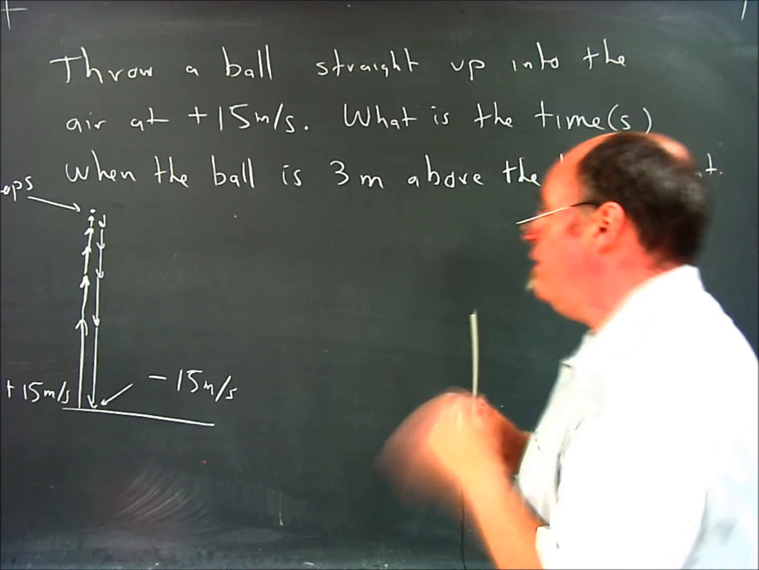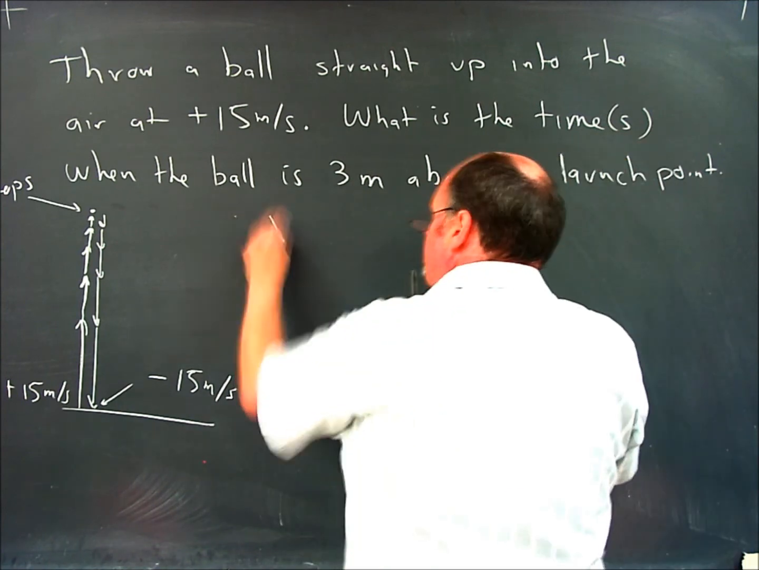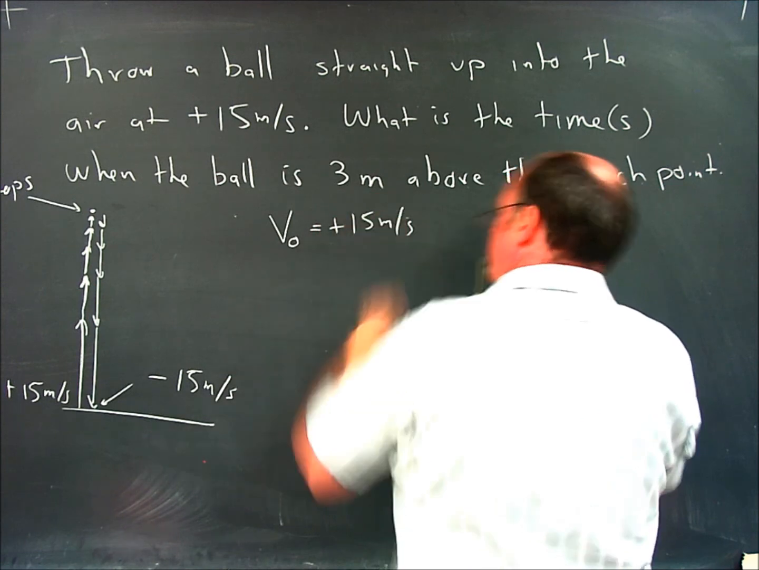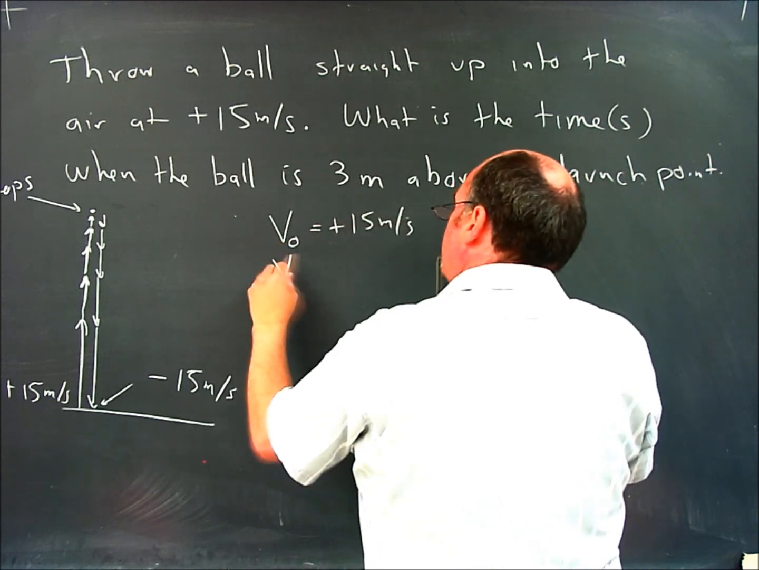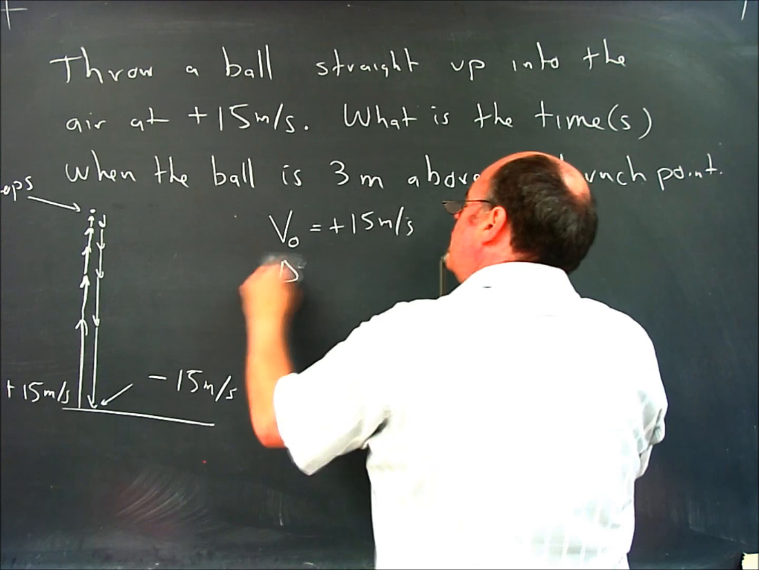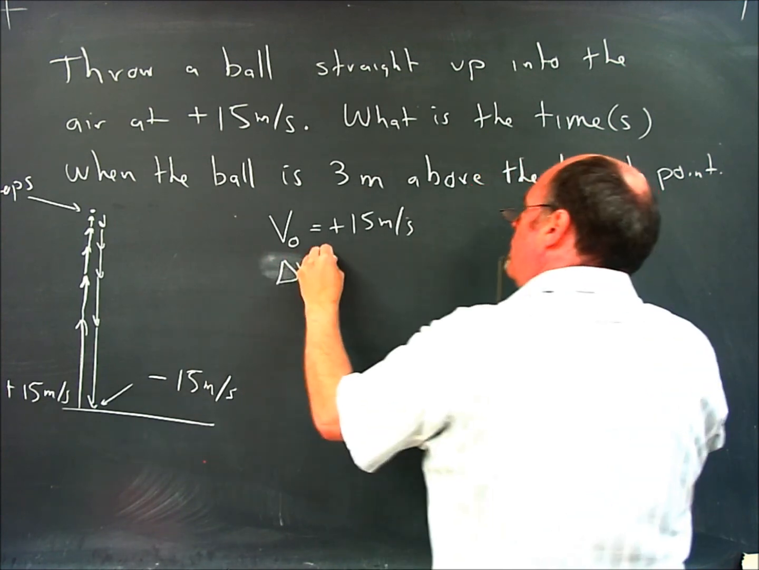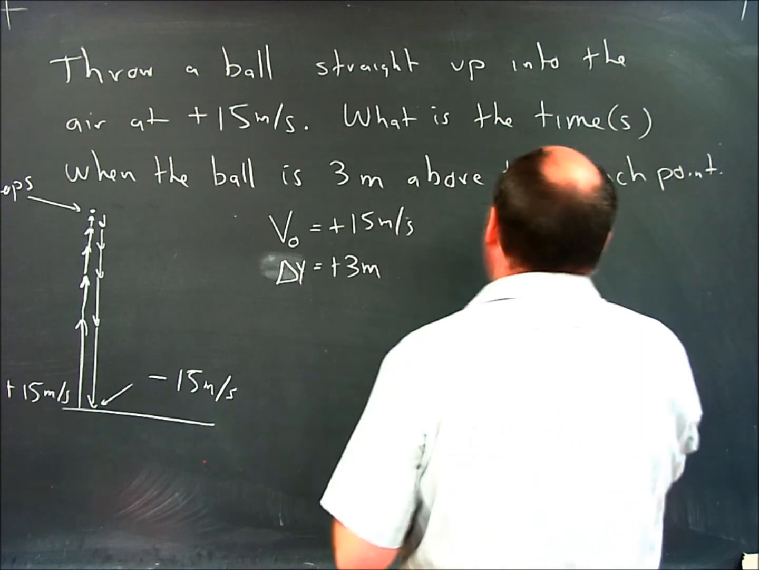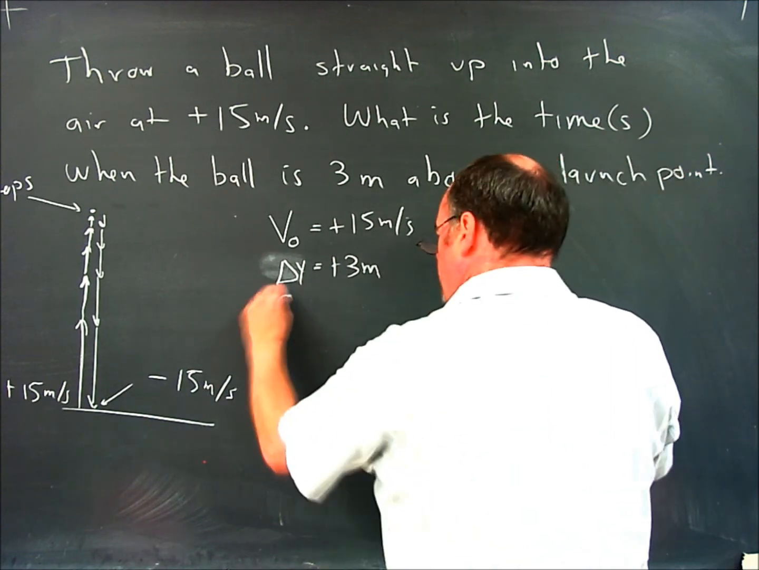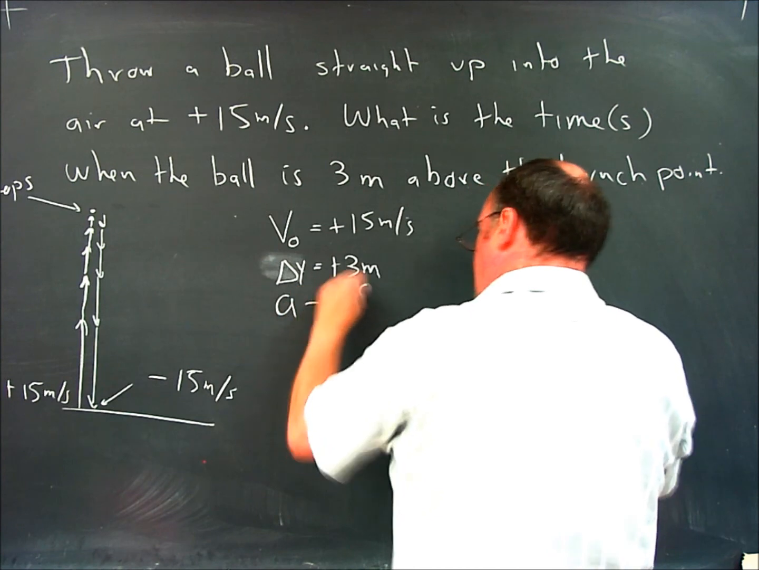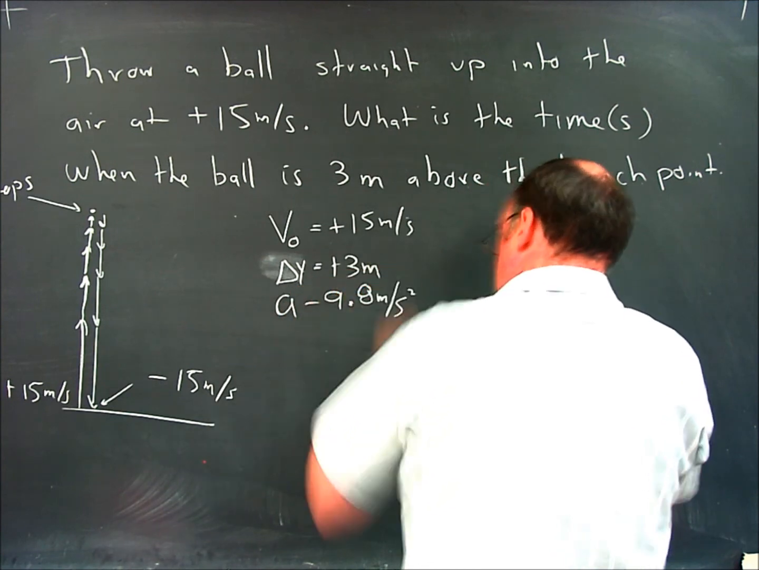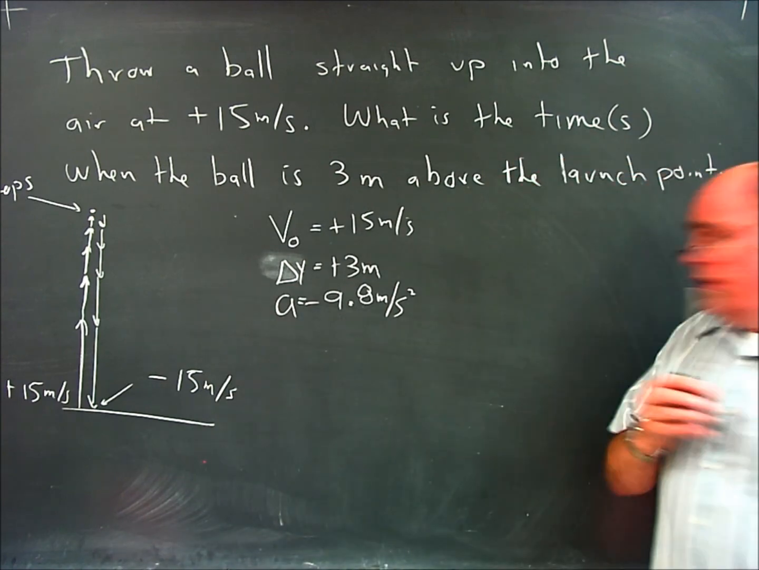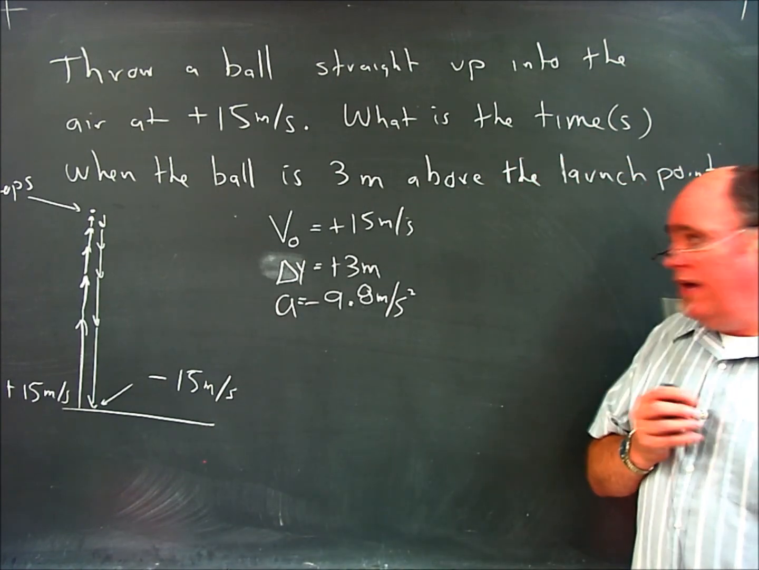Well, let's see. If I write down the givens, I'm going to say this. The initial velocity is plus 15 meters per second. And delta y is going to be plus 3 meters. And then I'm going to say acceleration due to gravity is negative 9.8 meters per second squared. So those are my 3 givens, and that's good. With 3 givens, I should be able to answer anything else at all.